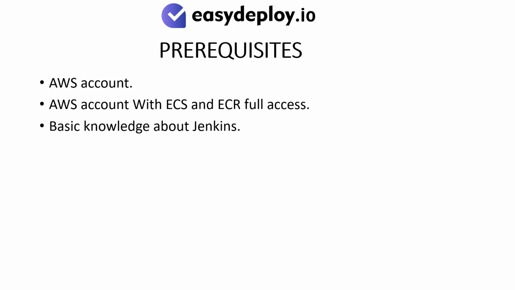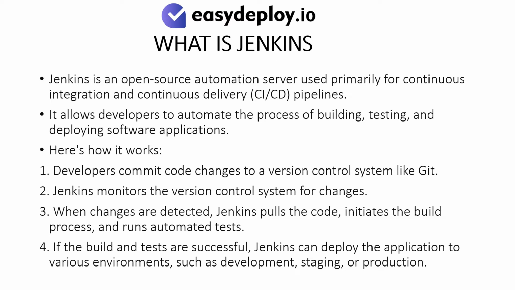Prerequisites: an AWS account with ECS and ECR full access, and basic knowledge about Jenkins. What is Jenkins? Jenkins is an open-source automation server used primarily for continuous integration and continuous delivery pipelines. It allows developers to automate the process of building, testing, and deploying software applications.